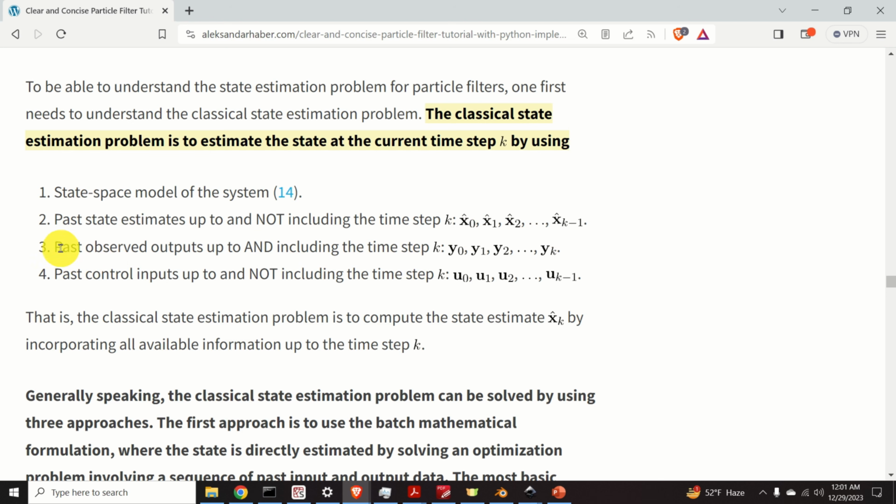Then we need to use past observed outputs up to and including the current time step k, that is y0, y1, y2, and until yk, and by using past control inputs up to and not including the time step k, that is by using u0, u1 until uk minus 1. That is, the classical state estimation problem is to compute the state estimate xk hat by incorporating all available information up to the current time step k.